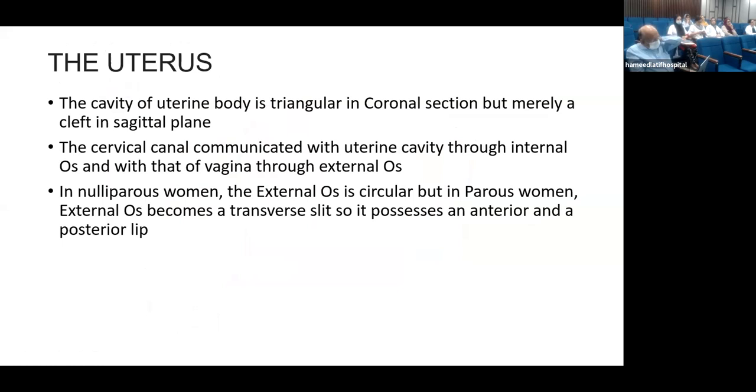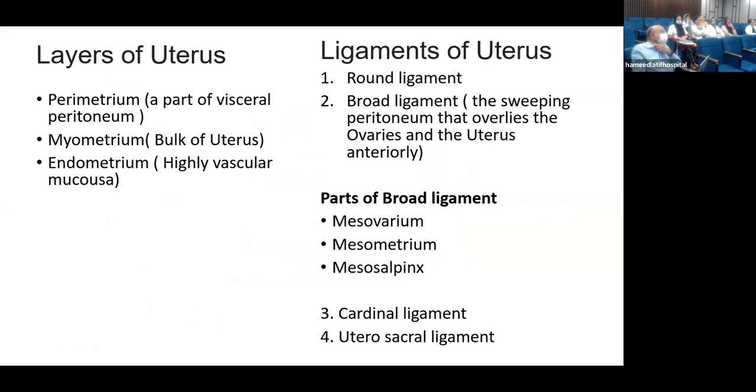The uterus is composed of three layers. The outer one is called the perimetrium, which is a part of the visceral peritoneum. The middle one is called the myometrium, which is a thick muscular wall, and it forms the bulk of the uterus. And the inner lining of the uterus is called the endometrium, which is a highly vascular mucosa.